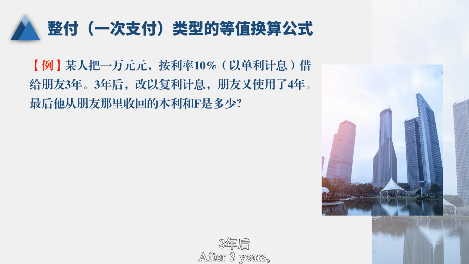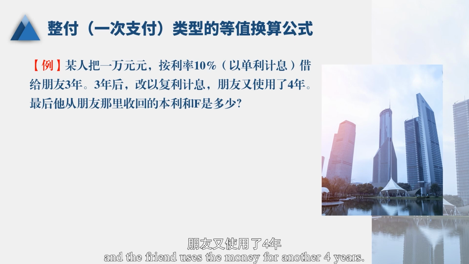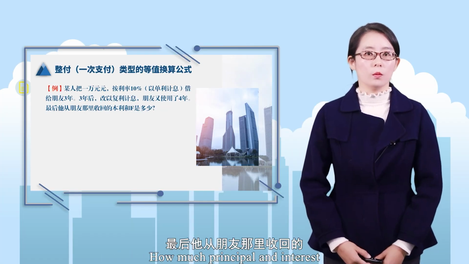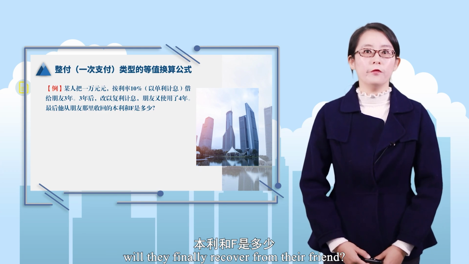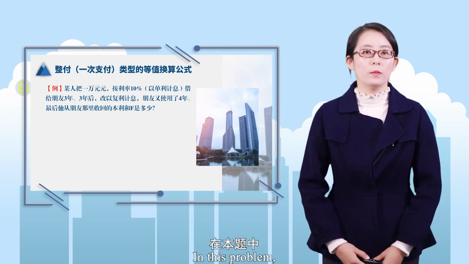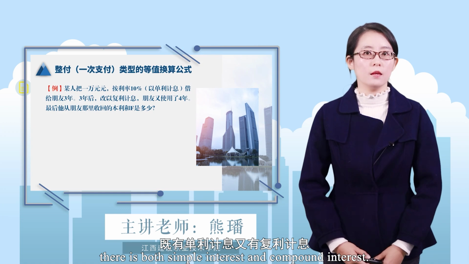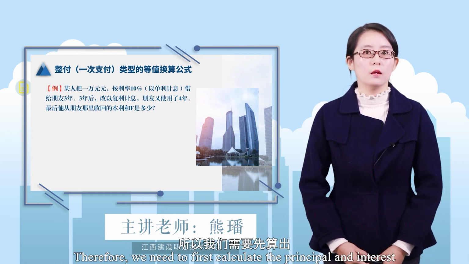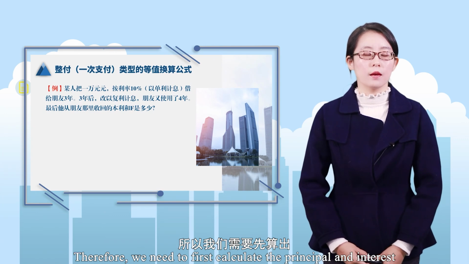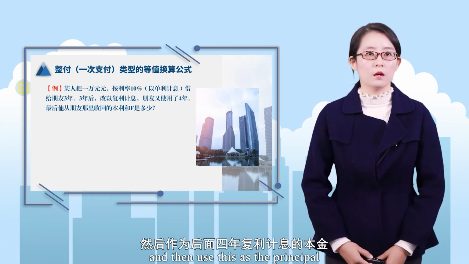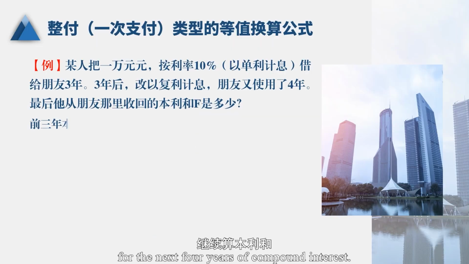After 3 years, the interest is changed to compound interest, and the friend uses the money for another 4 years. How much principal and interest will they finally recover from their friend? In this problem, there is both simple interest and compound interest. Therefore, we need to first calculate the principal and interest for the first 3 years using simple interest, and then use this as the principal for the next 4 years of compound interest.